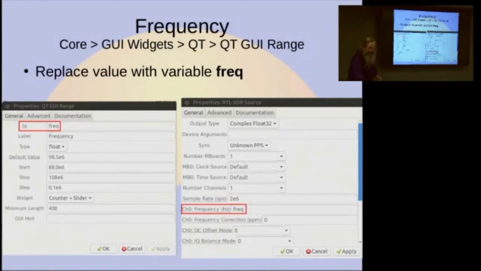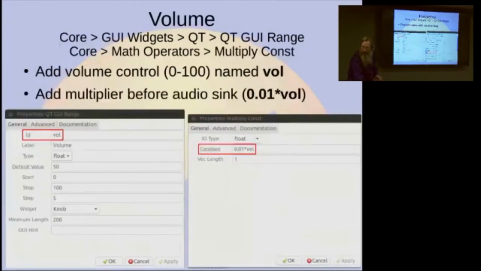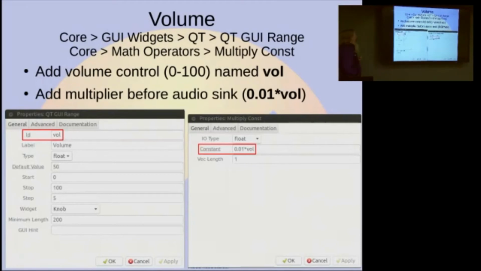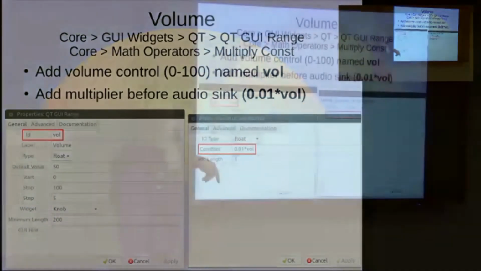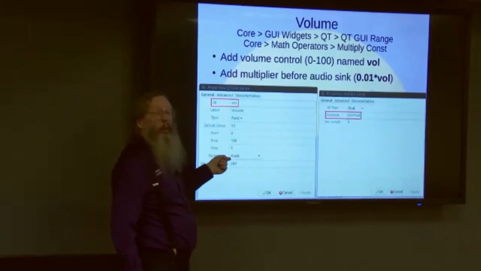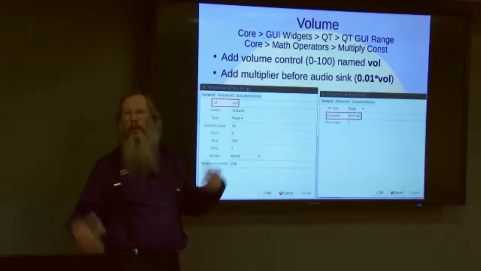The next thing I want to do is to control the volume. So I'm going to have another Qt GUI Range, and I'm going to call that volume. Its values are going to go from 0 to 100 by steps of 5, but I changed the widget type to a knob just to show you what it looks like.